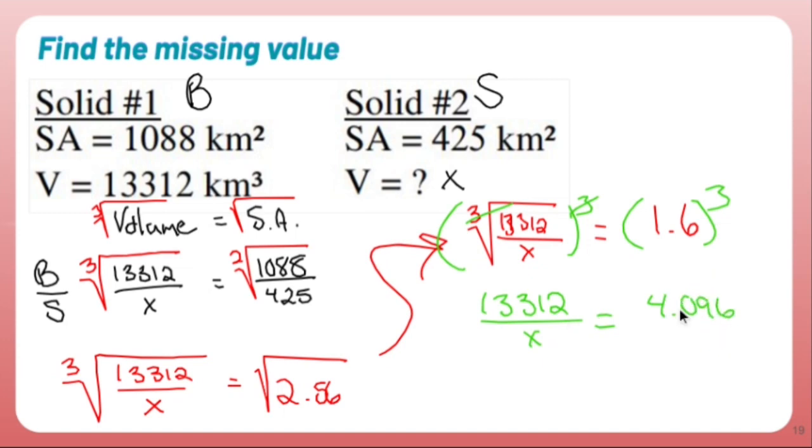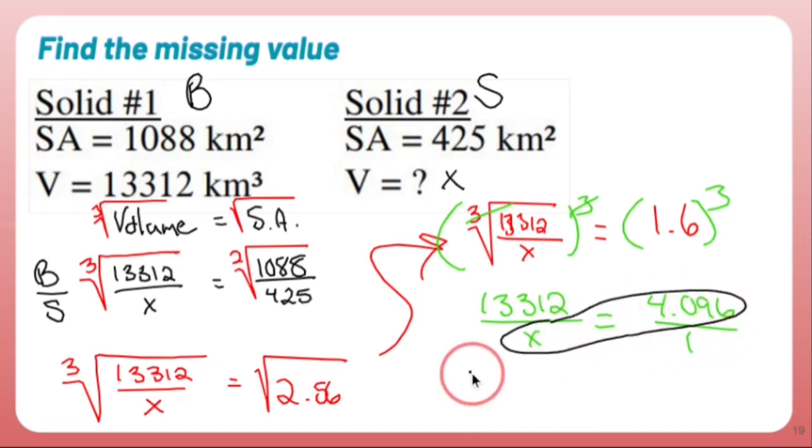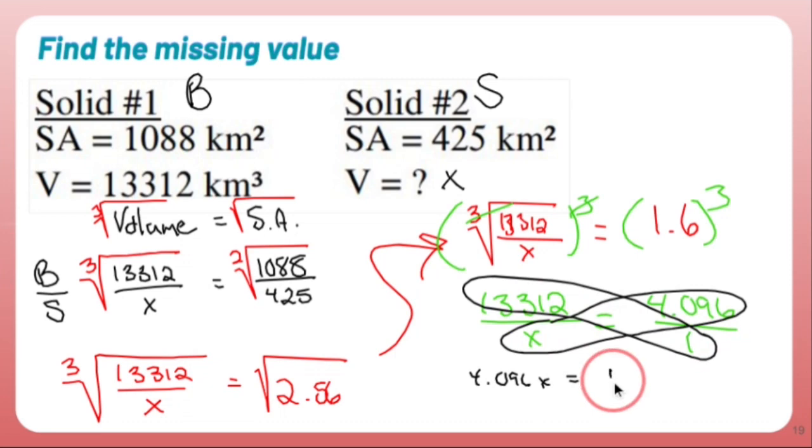Why did you write that all the way up there? So I can put it over 1 and make it a ratio, and now I can do crisscross applesauce. So I am going to do crisscross applesauce. 4.096x equals 13,312. Divide both sides by 4.096.